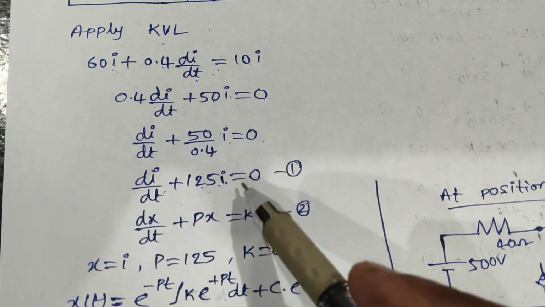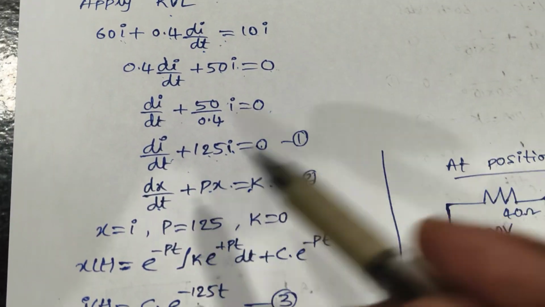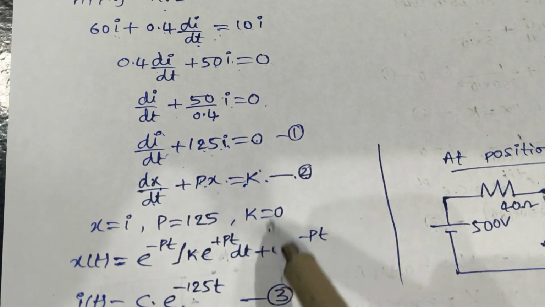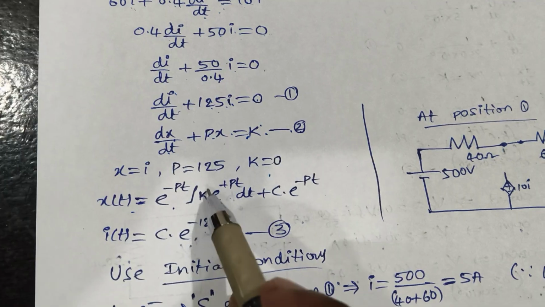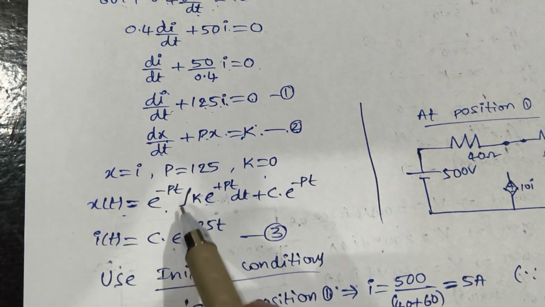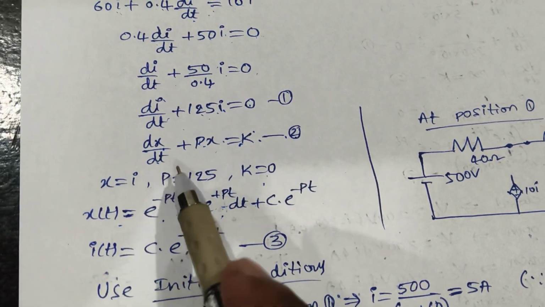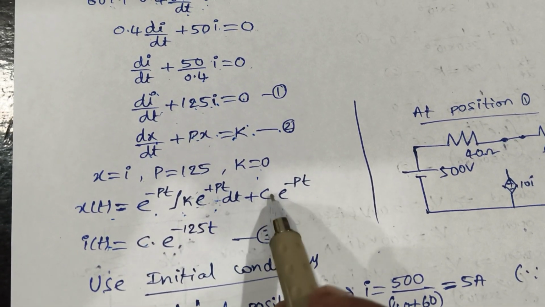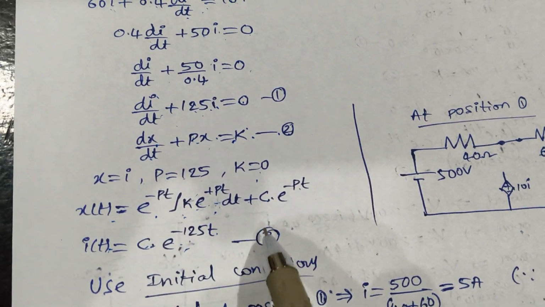By comparing this with the known differential equation, dx by dt plus px is equal to k, which is the second equation, you get x is equal to I, p is equal to 125, k is equal to 0. What is the known differential equation solution? x of t is equal to e power minus pt integral k into e power plus pt dt plus c into e power minus pt. By substituting x, p and k values, I of t is equal to c, because the k term is 0, so the entire first term becomes 0. Only the second term remains, c into e power minus 125 t, that is the third equation.